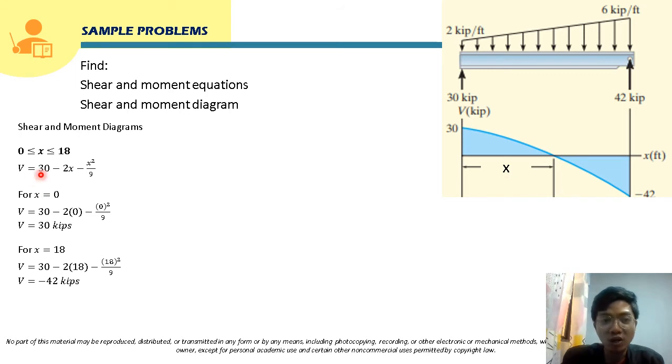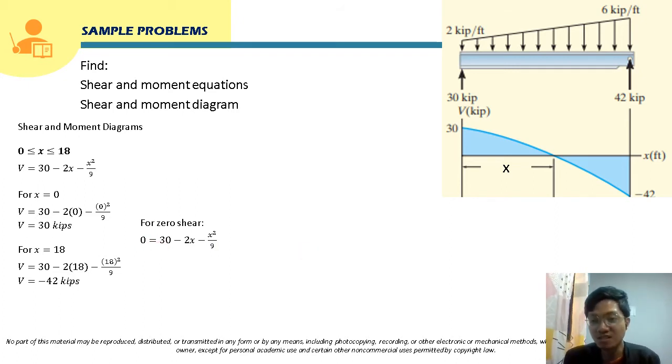To solve this, class, we are going to use this equation. We know that at this point the shear is 0. So we can determine this x, knowing that the shear here is 0. We just substitute 0 for V here and solve for x. So 0 is equal to 30 minus 2x minus x squared over 9. Since there is an x squared here, there will be two values of x.